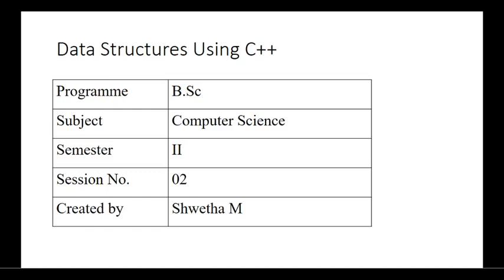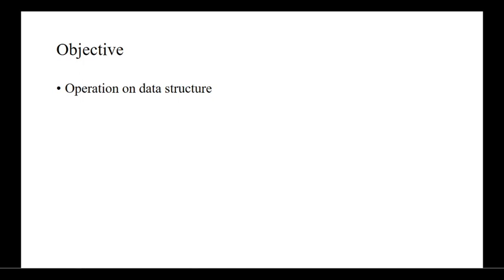In primitive, we have integer, float, characters and boolean. Non-primitive is again divided into two types, linear and non-linear. For linear, we have examples like arrays, linked lists, stacks and queues. And for non-linear, we have trees and graphs. So, we saw this in the previous session.